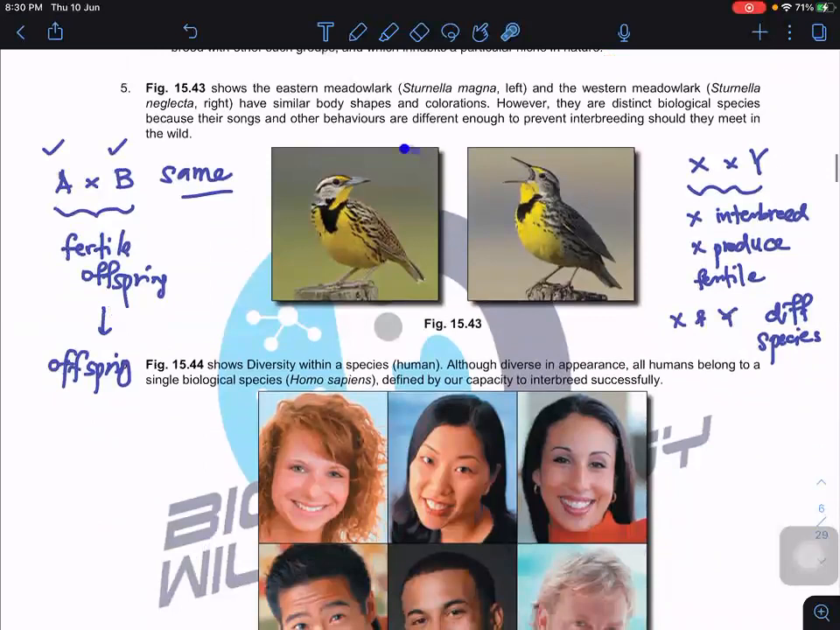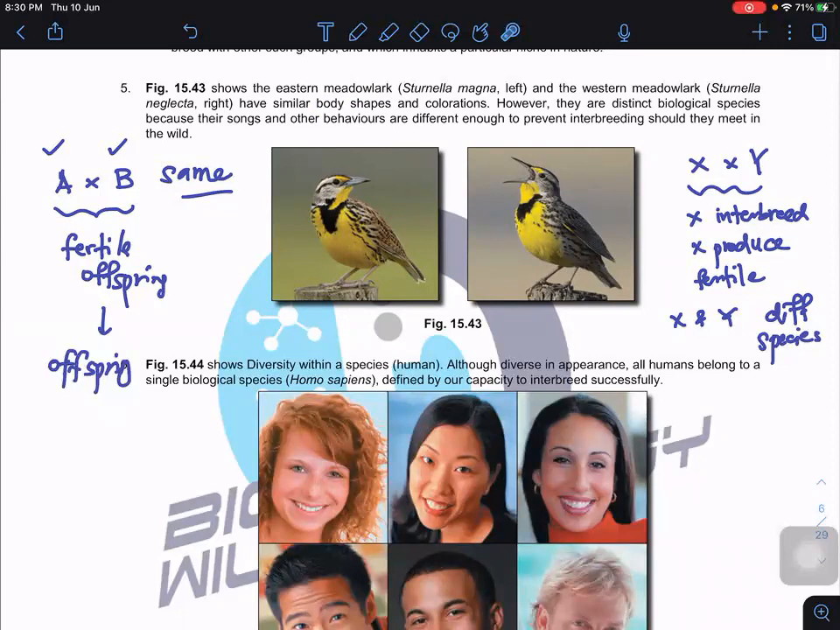So it means that these two birds, if you ask them to interbreed, they cannot. Because why? They are behaviorally isolated. They cannot recognize the song. If they cannot recognize the song, it basically means that they won't be able to interbreed.